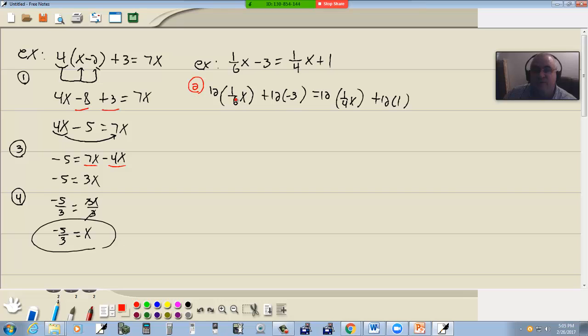12 and 6 are both divisible by 6. 6 divided by 6 is 1. 12 divided by 6 is 2. 4 and 12 are both divisible by 4. 4 divided by 4 is 1. 12 divided by 4 is 3. We're left with 2 times 1, 2x. 12 times negative 3, negative 36. 3 times 1, 3x. And 12 times 1, 12.